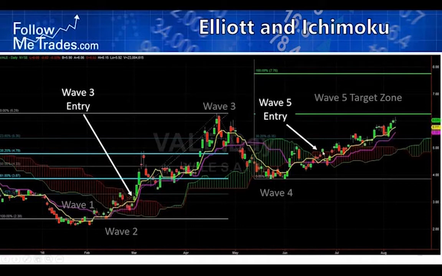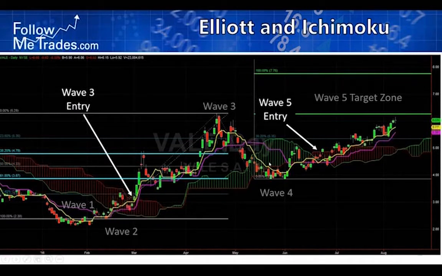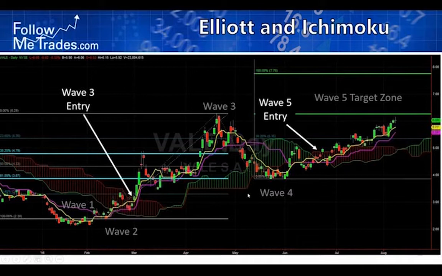You can see we had a crossover, we had price break up. There was a great entry there, right? And that was a nice trade. So that's how I combine Ichimoku Cloud and Elliott Wave. I really look at the wave counts and price action, and I use the cloud to confirm the entry.